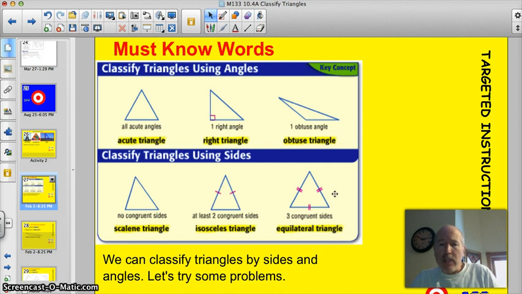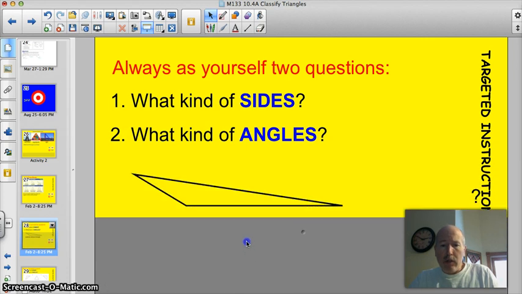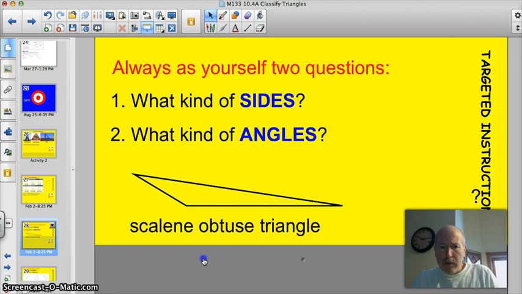Let's try some problems. I'm going to take you through 13 examples. I'm going to do one, you're going to do 12. Let's get rolling. First of all, always ask yourselves these two questions. What kind of sides? What kind of angles? What kind of sides do we have here? Well, one, two, looks like all three sides are different, so that makes it a scalene triangle. What kind of angles? Well, we've got two acute, but we do have one obtuse, so this is going to be an obtuse triangle. Put them together, we have a scalene obtuse triangle, or an obtuse scalene, but I usually go with sides first.